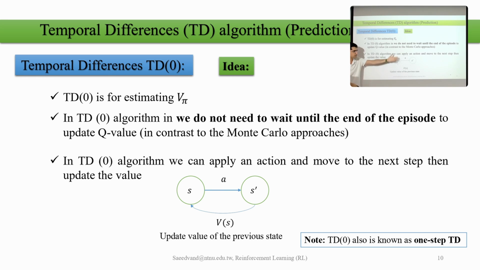How does it look? In general, we have this state. We do the action, go to the S prime or next state, and we're going to update the value of the previous state. So we also call it one-step temporal differences, as known in the literature. We call it TD one step.